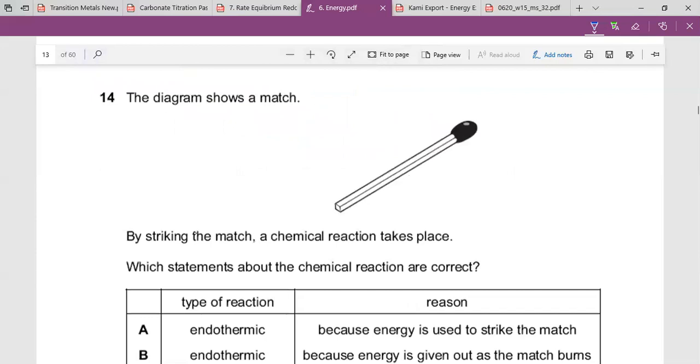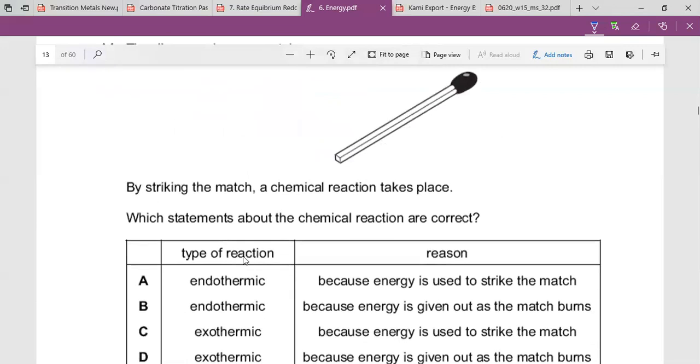The diagram shows a match. By striking the match, a chemical reaction takes place. The match here is phosphorus and some oxide. So when you strike a match, it burns. It gives out heat, isn't it? So you have heat. Why? Because it's exothermic.